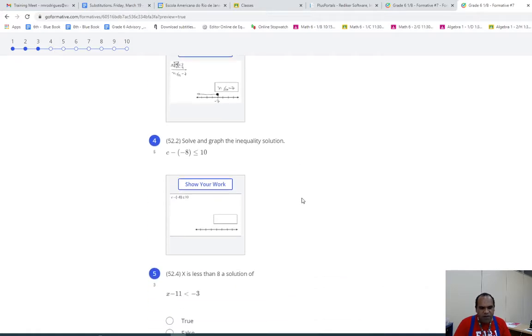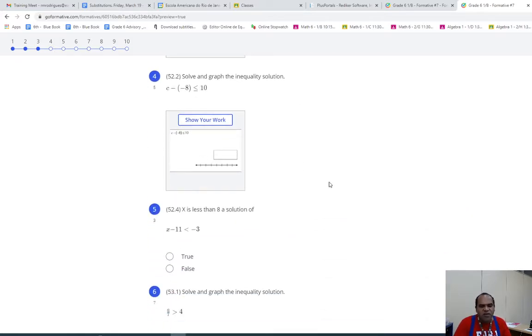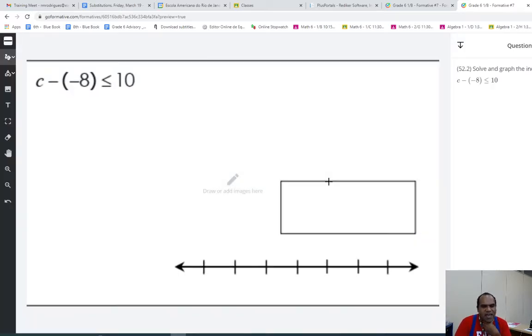Let's go number 4. Solve and graph the inequality and show the solution. Here I have C minus negative 8 less than or equal to 10. As you remember, guys, when we are subtracting, we're adding the opposite. Let's add the opposite. C plus, what is the opposite of negative 8? It's positive 8. Just write 8. And rewrite the inequality here, less than or equal to 10.